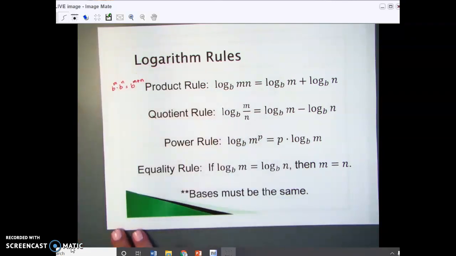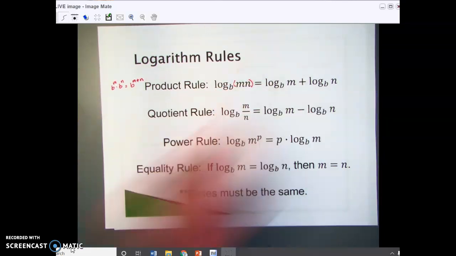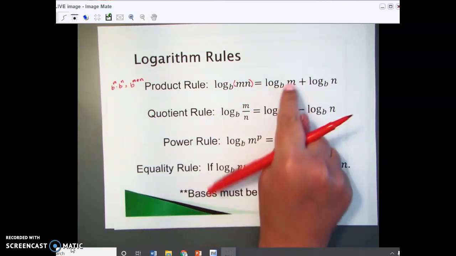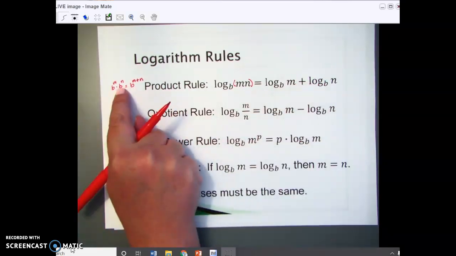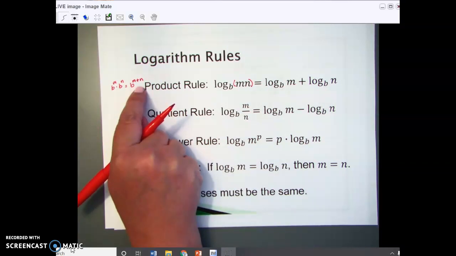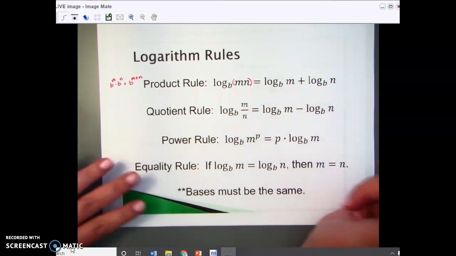So if we remember that logs are exponents, when I have the log base b of m times n, then it's the log of the first plus the log of the second. So when I multiply my numbers, I'm adding my exponents.